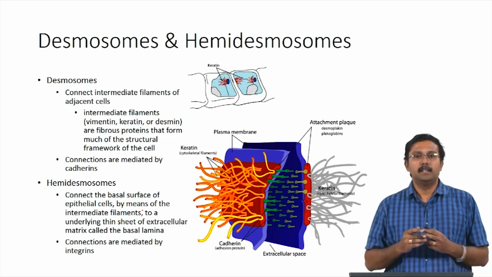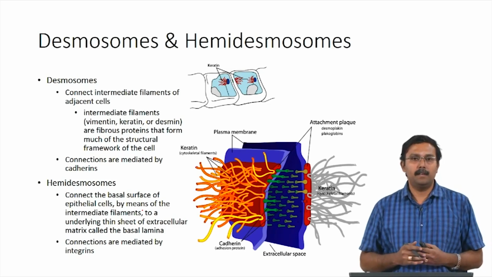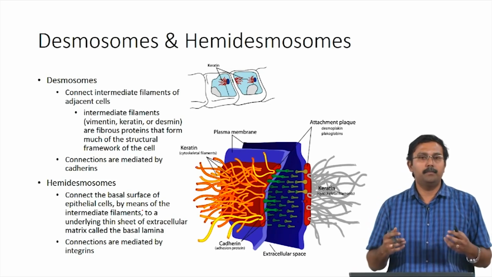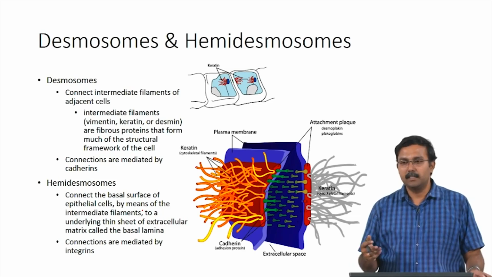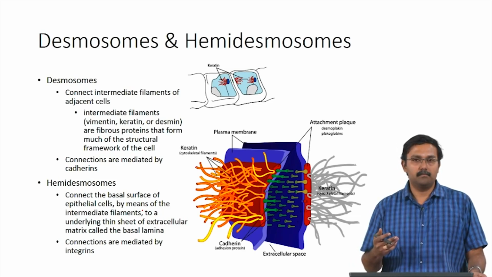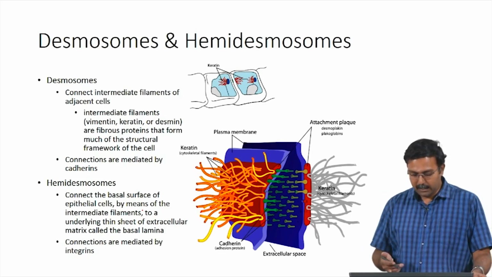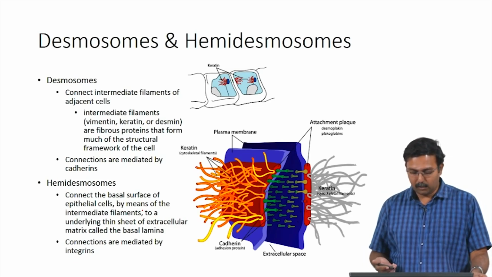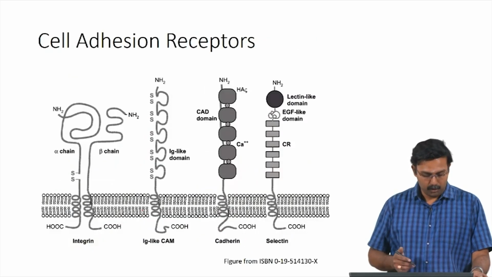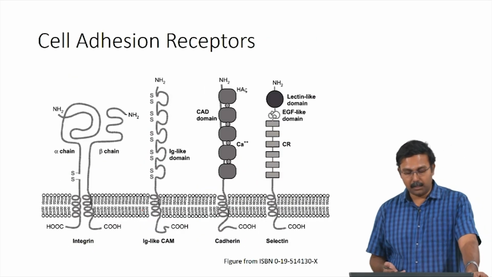So, these interact with the extracellular matrix to form the junctions. Okay. So, hemidesmosomes, these are some of the representations of how these interactions actually happen. Okay. So, these are the receptors.